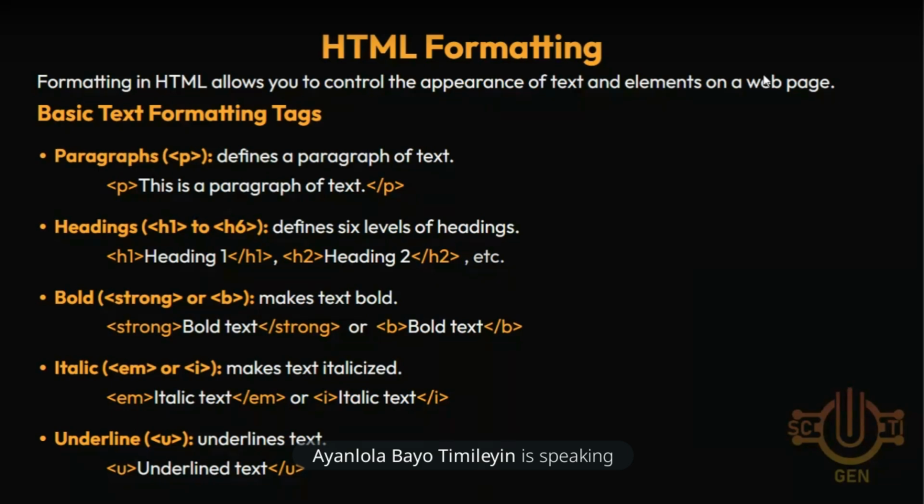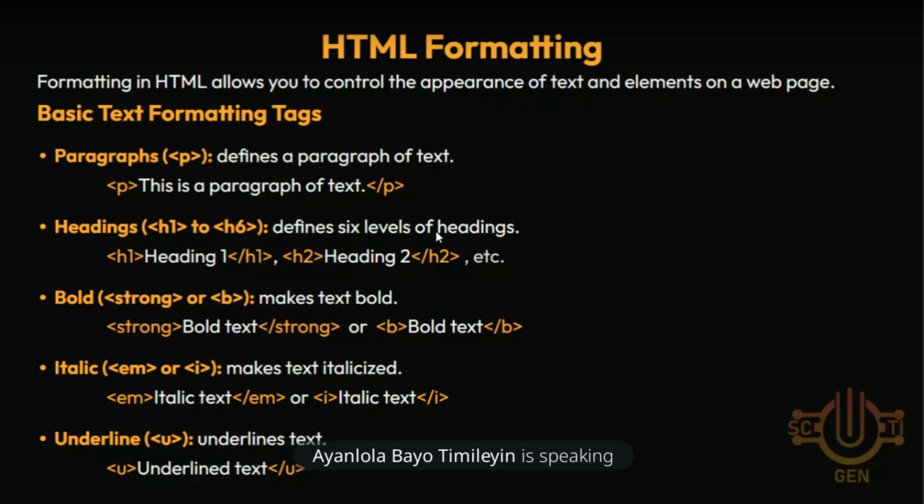So basic text formatting tags, we have the paragraph. Of course, we have seen paragraph. This defines a paragraph of text. A good example is, this is a paragraph. We have headings, H1 to H6, which we have seen as well. They define six levels of headings.